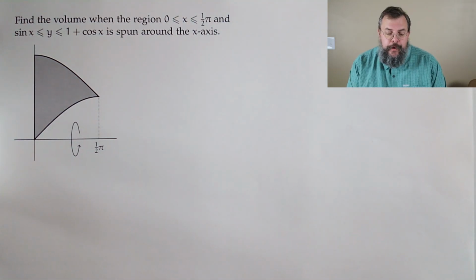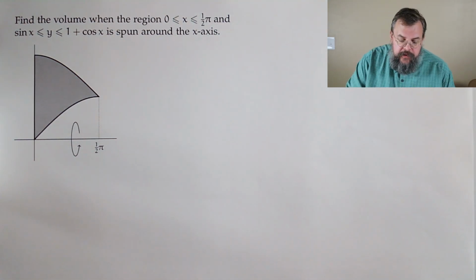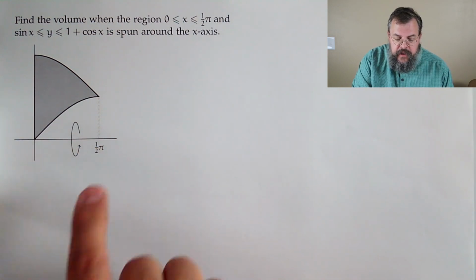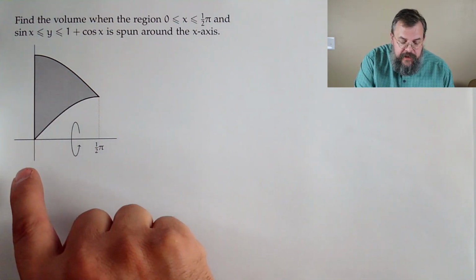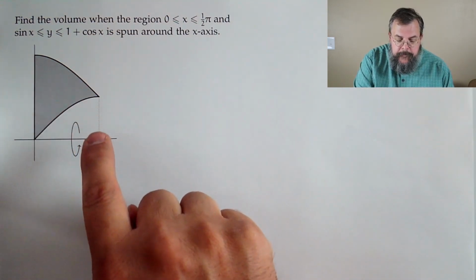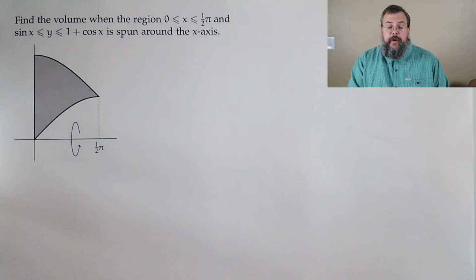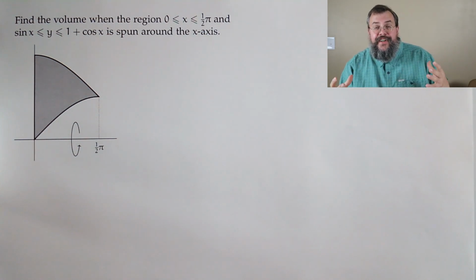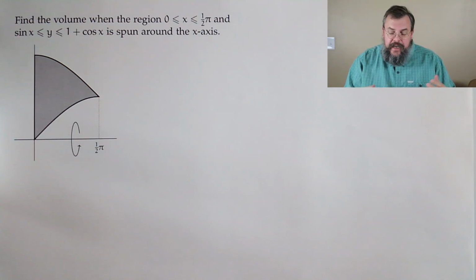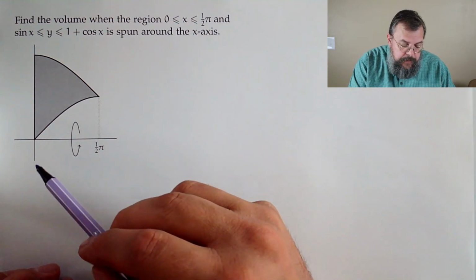Find the volume when the region where x goes between 0 and pi halves, and y goes from sine of x, so that's this bottom curve, and 1 plus cosine of x, which is this top curve, is spun around the x-axis. So they've done a lot for us. They gave us a picture. We see where we're spinning. Life is good. Okay, so what's going to happen here?